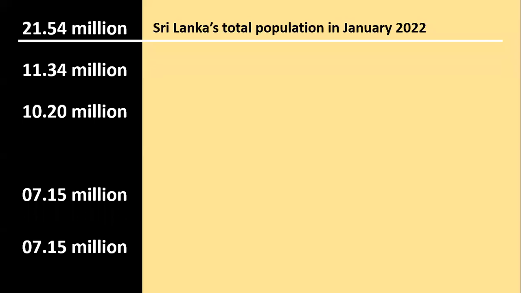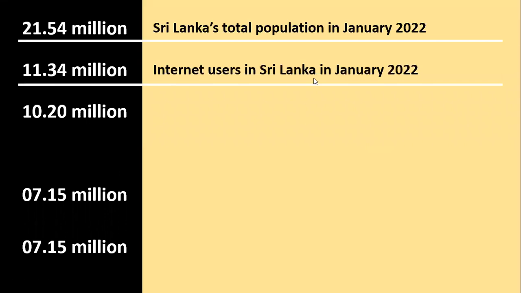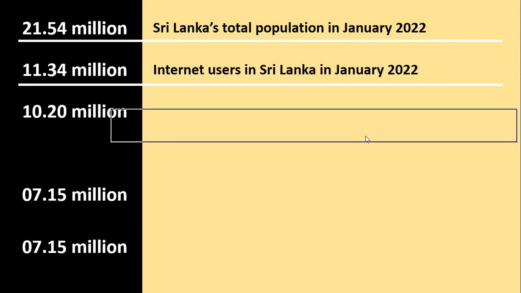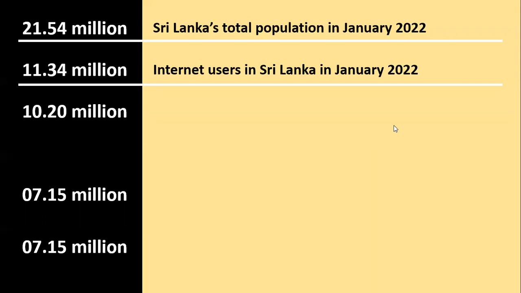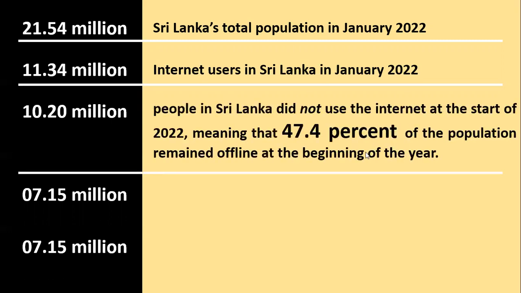Again, you must have an understanding about these figures as well, because you are supposed to learn electronic business, and all electronic business depends on the internet. So you must have a clear understanding of internet usage in the country, right? How many people are using the internet in the country? In Sri Lanka, we have 11.34 million internet users. But the bad thing, not actually a bad thing, but however, we must understand that 10.2 million people in Sri Lanka did not use the internet at the start of 2022, right?